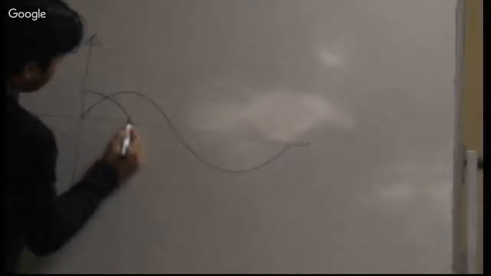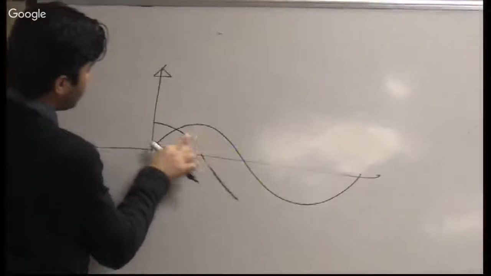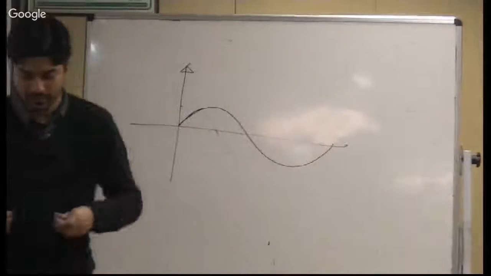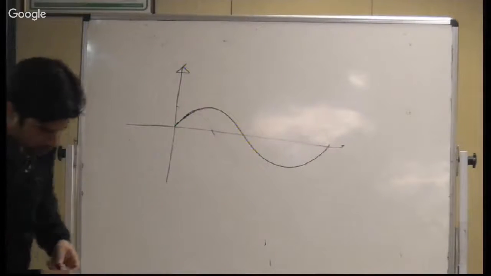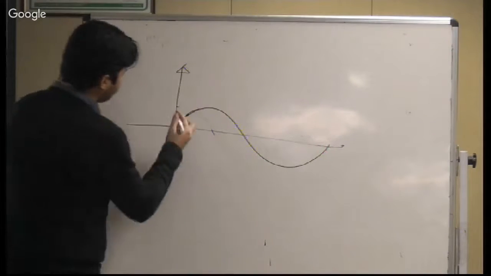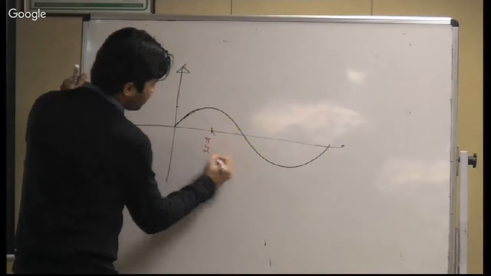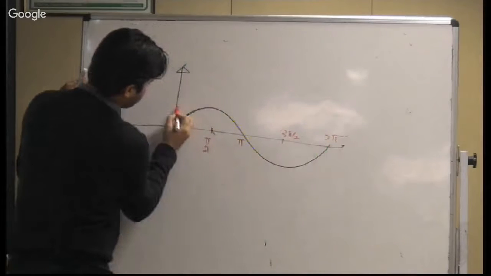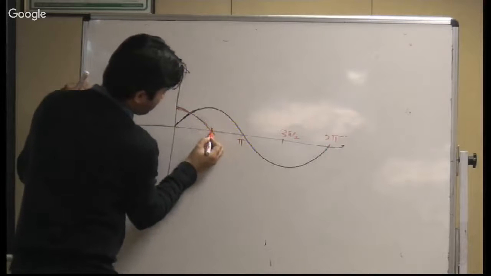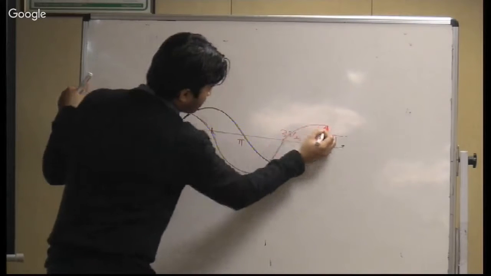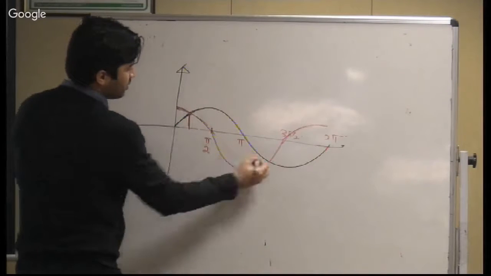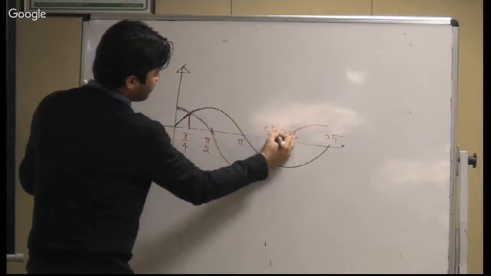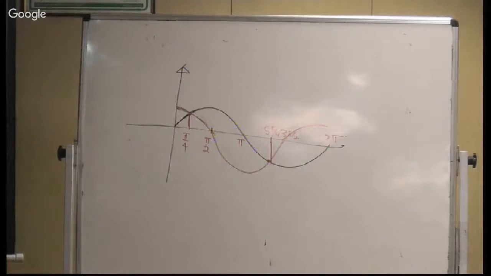And then I'm going to draw the cos x graph with red. This is pi by 2. This is pi. This is 3 pi by 2. And this is 2 pi. So I see something like this, and then something like this. This is pi by 4, and this is 5 pi by 4. This is the intersection in the first quadrant and the third quadrant.